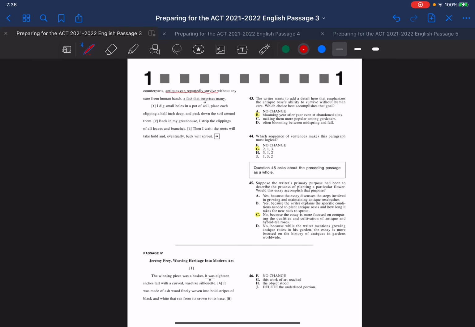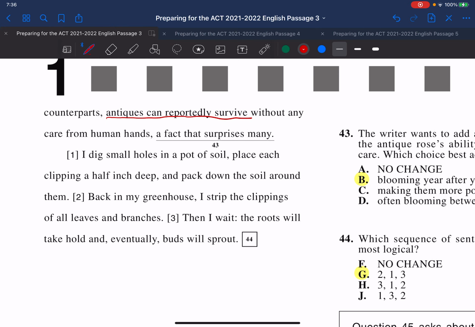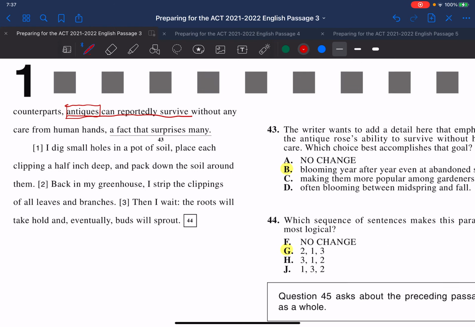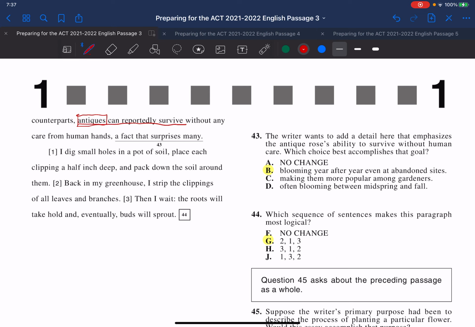Now we go to the next page. Antiques can reportedly survive. If we put antiques at the beginning of the sentence, then that would mean that this shouldn't be there. But the reality is, this is not underlined. And when it's not underlined, this has to be there. So that means the other part at the beginning has to change. Antiques can reportedly survive without any care from human hands, a fact that surprises many. So for 43, the writer wants to add a detail here that emphasizes the Rose's ability to survive without human care.